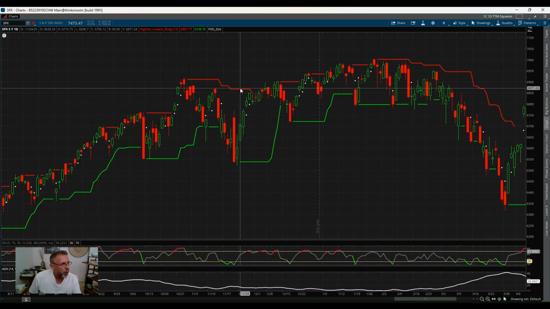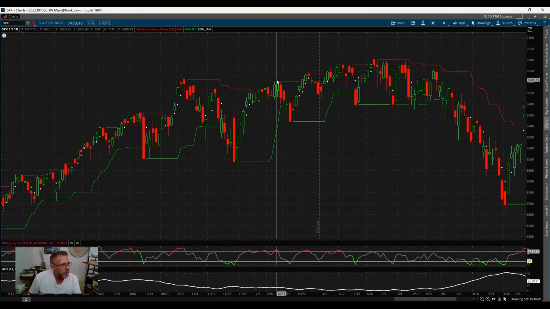Same thing up here, where the line has come down because the 12 periods have expired. But what happens when it came back up? Well, it went right back up to this previous one here.